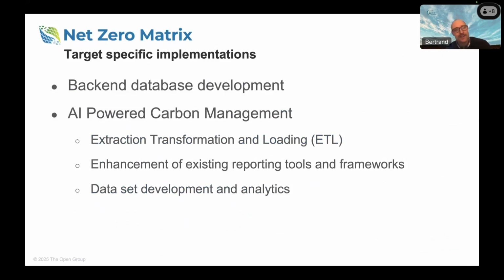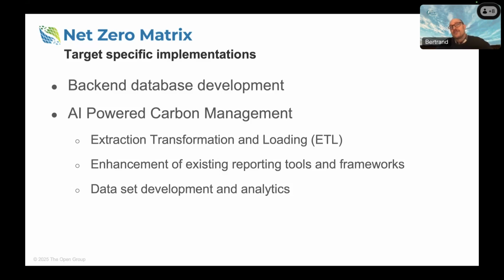So now that you have a high-level introduction to the tooling on how we collaborate within the forum and assist in the deployment of target-specific implementations, I wanted to talk a bit about the work that Net Zero Matrix is doing in this regard. So there are two areas here. First is the backend database development that we're currently supporting and developing in Net Zero Matrix and have contributed back to the forum throughout the past year or 2 years.